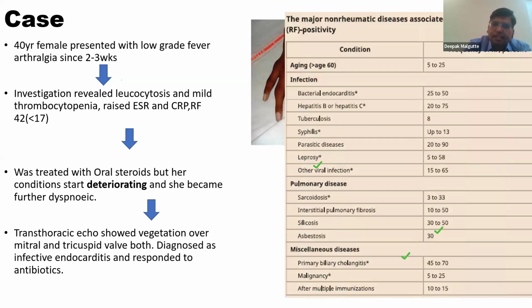So there are various conditions where we can get a false positive RA factor, and we need to keep them in mind. Aging is another important factor which can lead to a false positive RA factor. Then chronic bacterial endocarditis, chronic viral infections, TB, syphilis, and leprosy can lead to a false positive RA factor. Even sarcoidosis and pneumoconiosis can lead to a false positive RA factor. And in malignancies also, we can see a false positive RA factor.